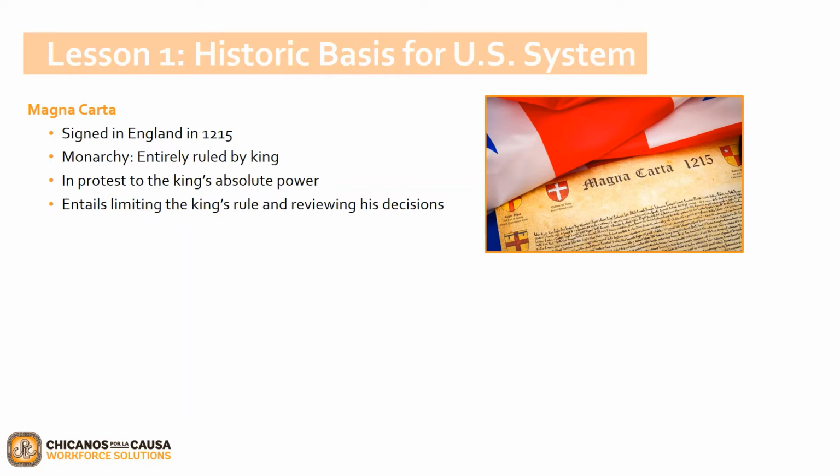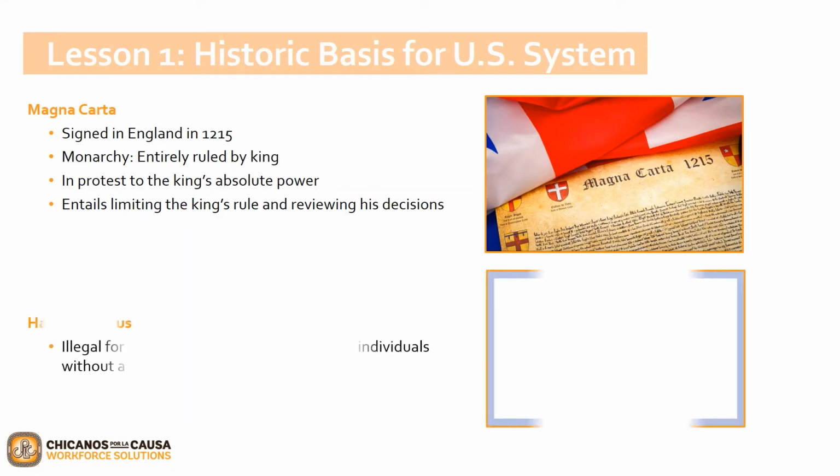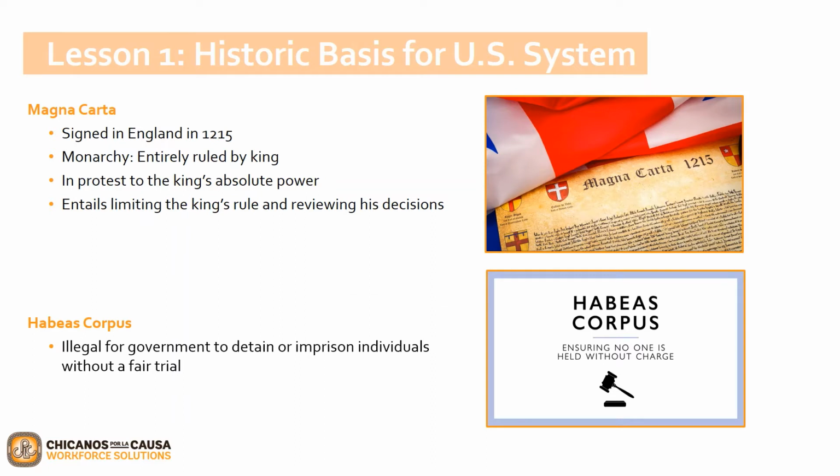Along with the Magna Carta, a very important document, the habeas corpus, was also signed. The habeas corpus pretty much states that it is illegal for government to detain or imprison individuals without a fair trial.